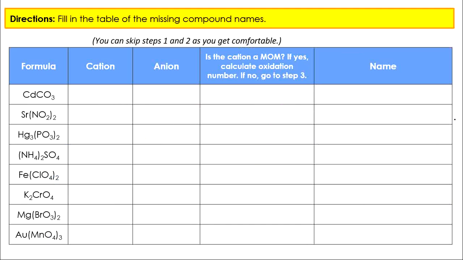Pause the video again to complete these practice problems. Given the formula, write the name, and again refer to your list of polyatomic ions to help you complete these problems.